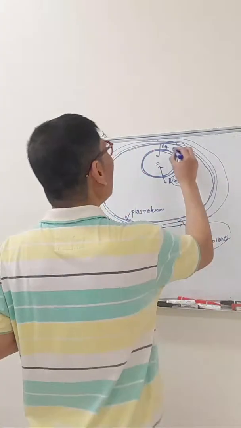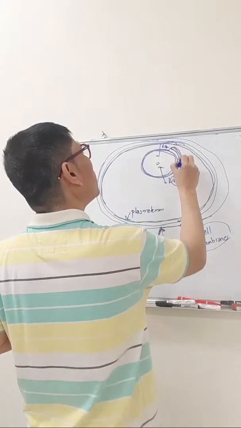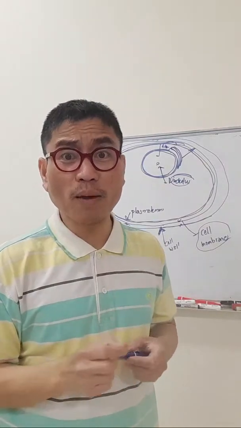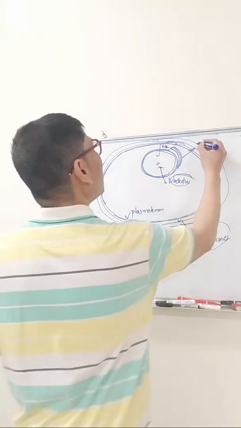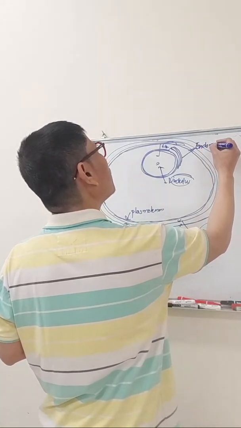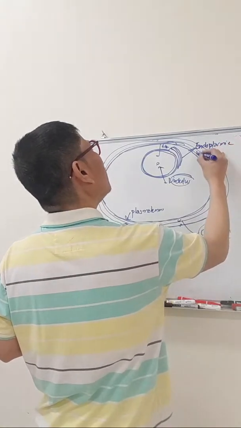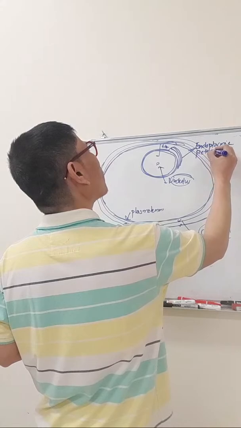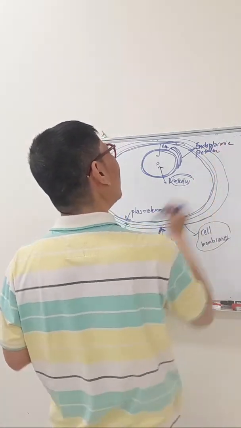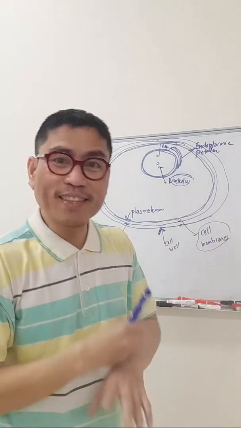Now in here, guys, there's a skin here, let's say three skins here. This is called the endoplasmic reticulum. Just correct me, guys. Disclaimer, I'm not a biologist. I'm a chemical engineer. Endoplasmic reticulum, something like that. Is it correct?